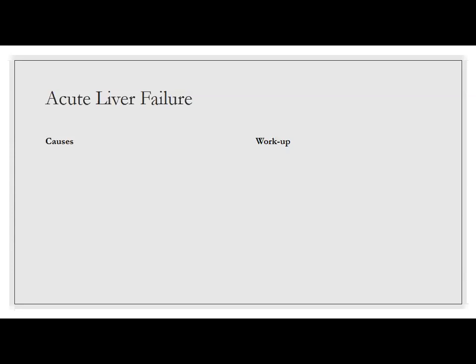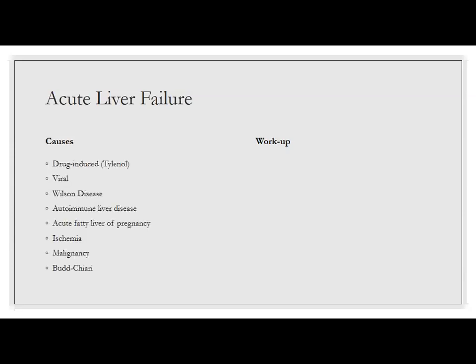Lots of different causes for acute liver failure. Drug-induced is a big one. Tylenol can happen even non-intentionally. Just over 4 grams of Tylenol can push you over the edge. Viral hepatitis like Hep B, Wilson disease, autoimmune liver disease, acute fatty liver of pregnancy, ischemia, malignancy, and Budd-Chiari.